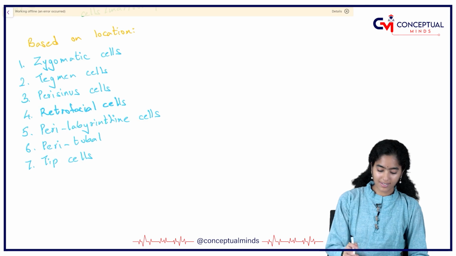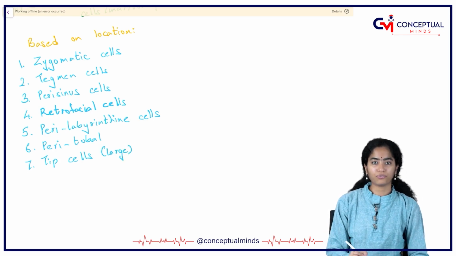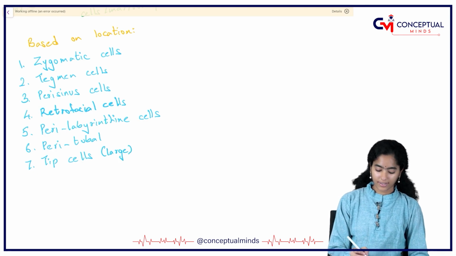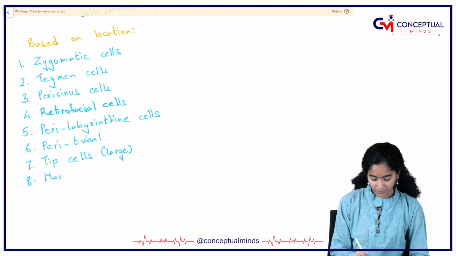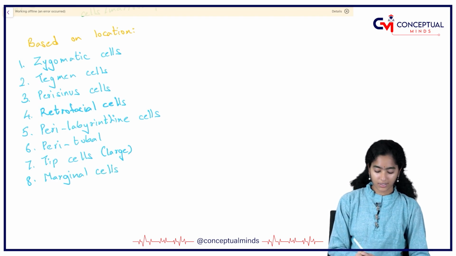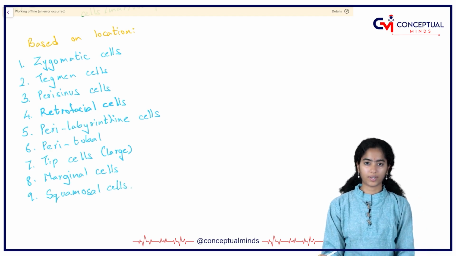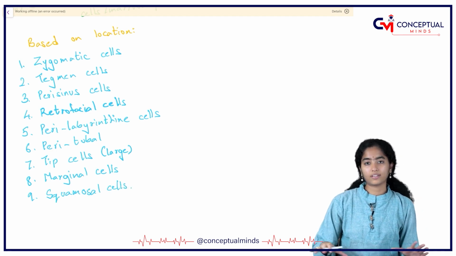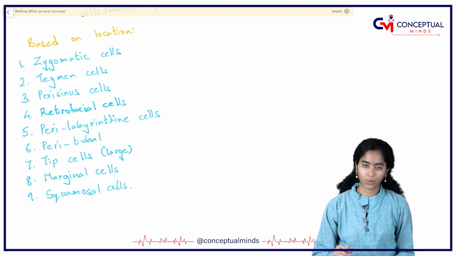And these tip cells are quite large. I can say they are the largest group of air cells. And then we have marginal cells. And finally, squamosal cells. Okay. So these are the various types of air cells based on their location in the mastoid bone.